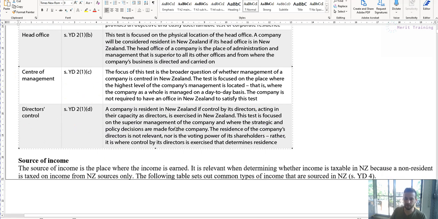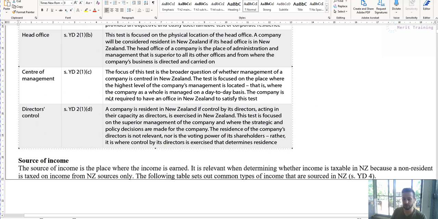So this is another grey area, and this is focused on where the management of the company and the strategic policy decisions are made. The residence of the company's directors is not relevant, nor is the voting power of the shareholders. Rather, it's where control by its directors is exercised.